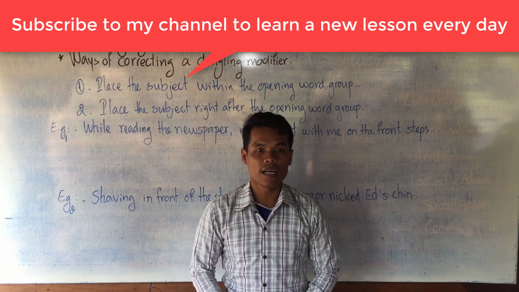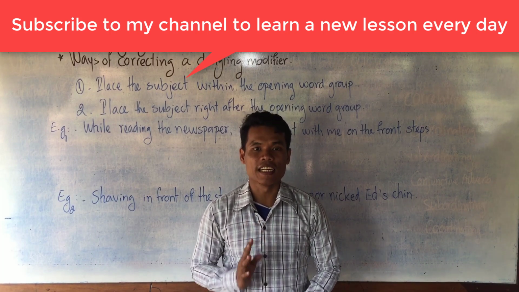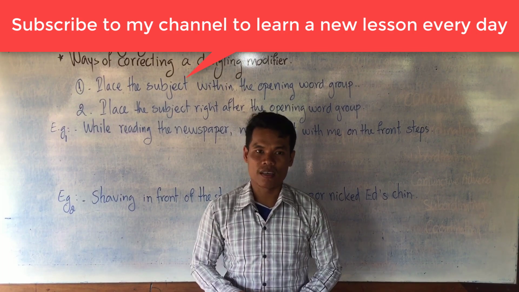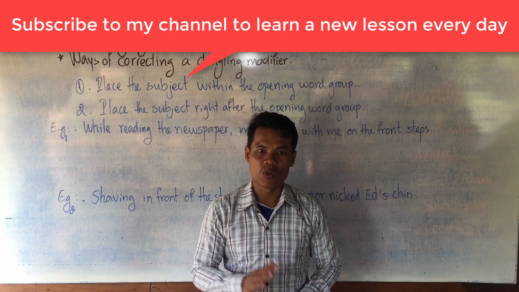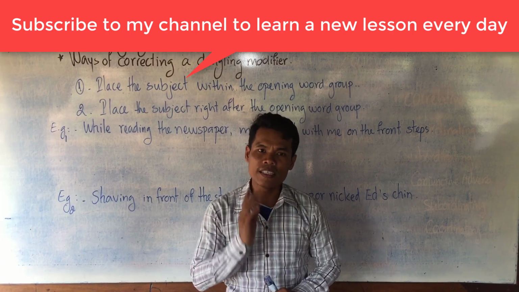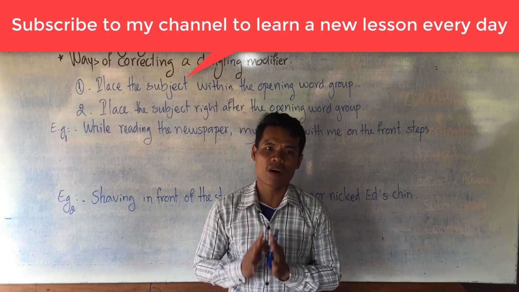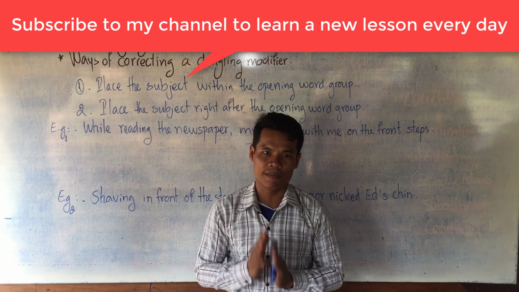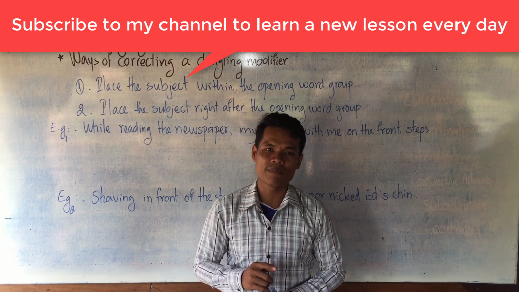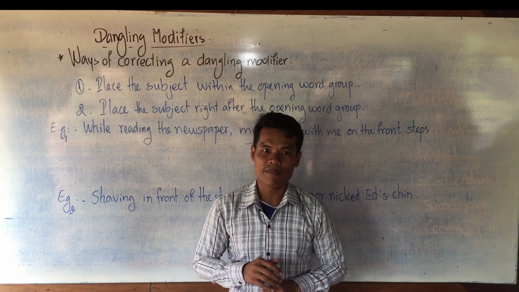In today's video, I'm going to teach you ways of correcting a dangling modifier. My last video was about dangling modifiers. You already know that there are 6 types of dangling modifier. In today's lesson, you are going to correct a dangling modifier into a complete sentence. As we already know, when talking about dangling modifiers, everything is wrong in terms of grammar.